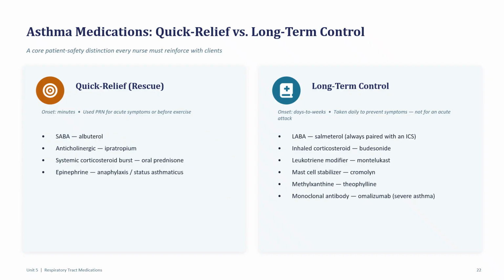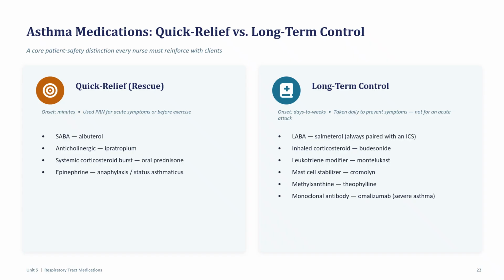So here's a way to think about it that I find sticks better than memorizing two separate lists. Rescue drugs are like a fire extinguisher. They work in minutes. They work on smooth muscle directly, and you reach for these when there's already a fire, when there's an acute attack. Control drugs are more like a sprinkler system that you install ahead of time. So they act over days to weeks, mostly on the underlying inflammation, and their entire job is to prevent the fire from starting in the first place.